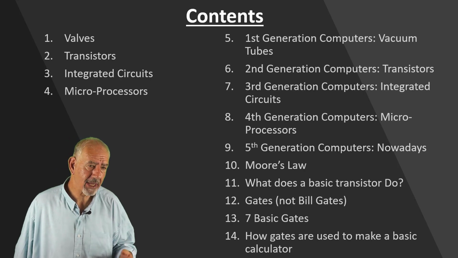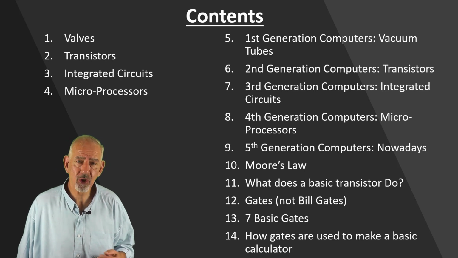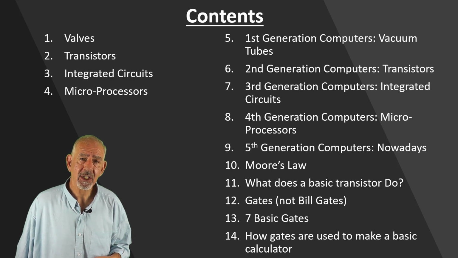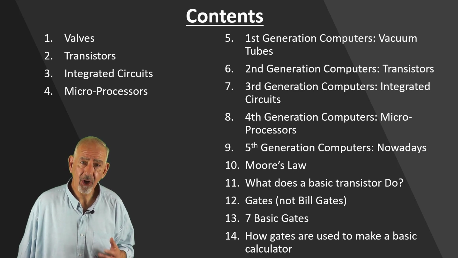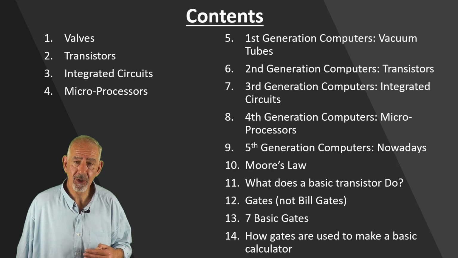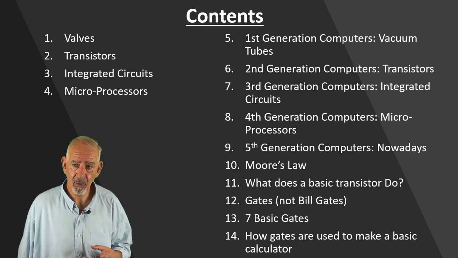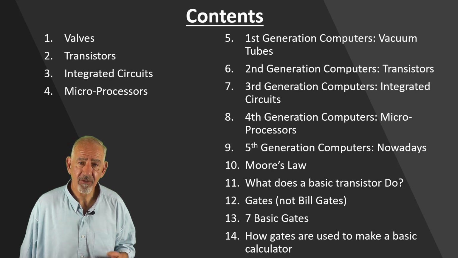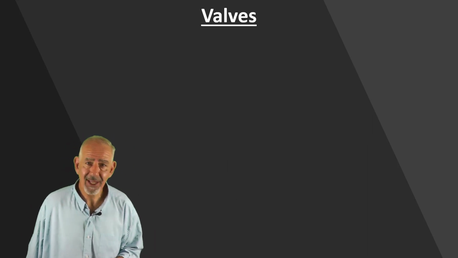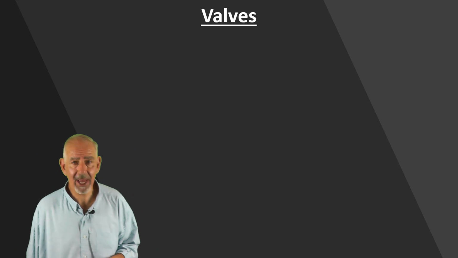We're going to have a look at vacuum tubes, transistors, then we're going to look at semiconductors, and we're going to have a look at the different generations of computer. Then we're going to finally have a look at logic gates, what they are and how they work. So let's start off with, in the old days, how do we use switches? How do we create switches?